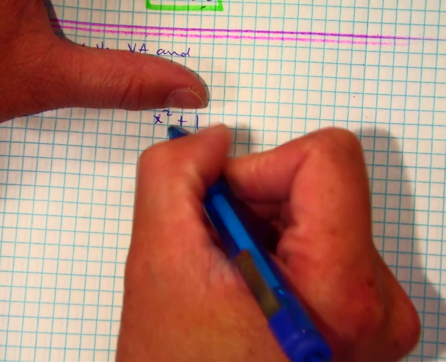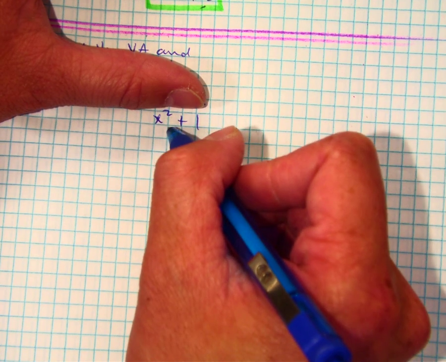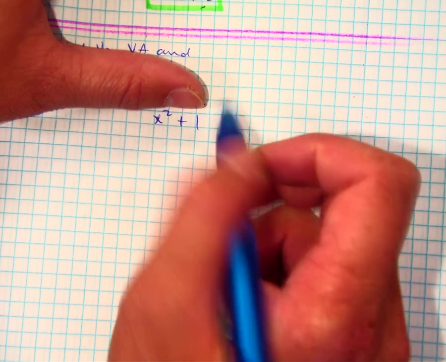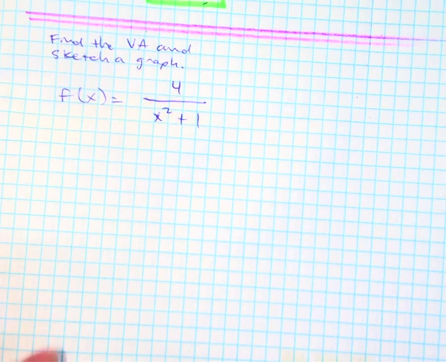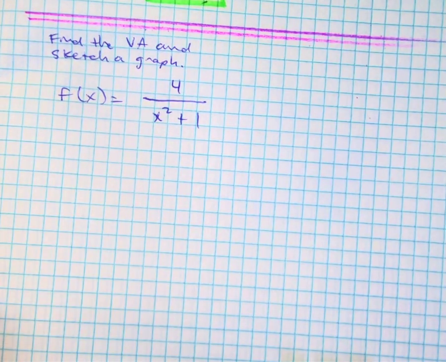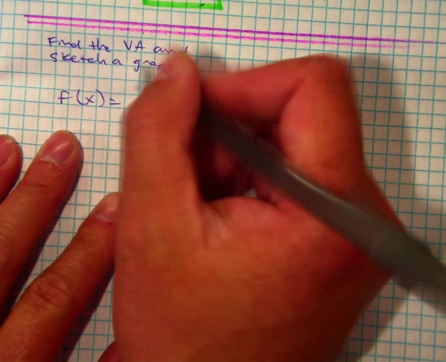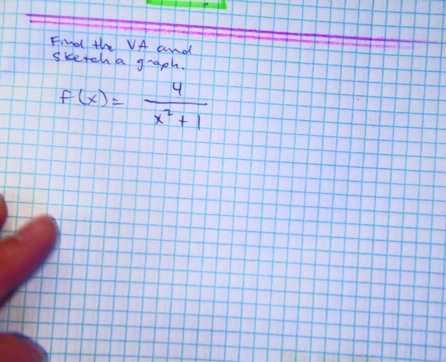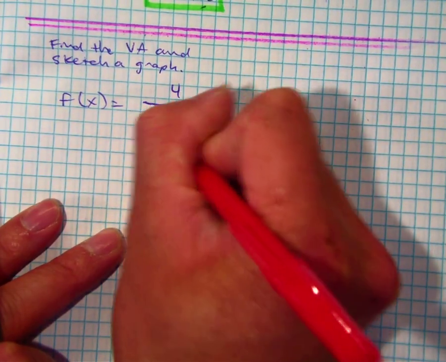There's no b term. You could have had x squared plus 0x plus 1, but you still can't factor that. Okay, so can't factor it. Second thing I'm going to do is cancel, because there's no like terms I can't cancel. And then the last thing I'm going to do is set the denominator equal to 0.